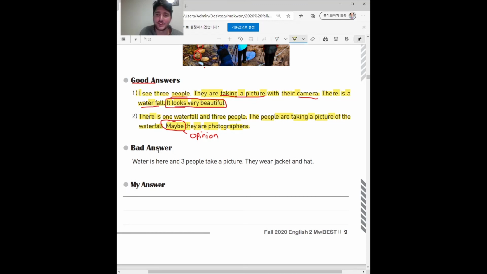Bad answer. Too short. Water is here. 3 people take a picture. They wear jacket and hat. So again, why is this a bad answer? We have nouns, we have verbs, take a picture, wear a jacket. But there is no opinion. We don't have any opinion. That's very important to have a good answer.